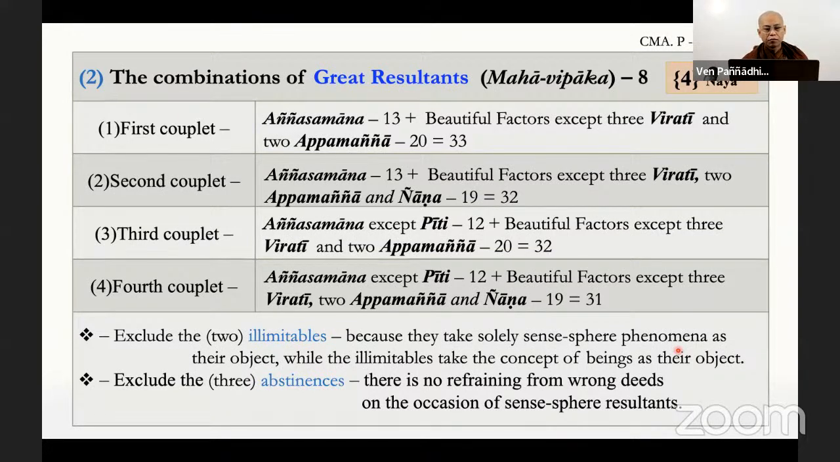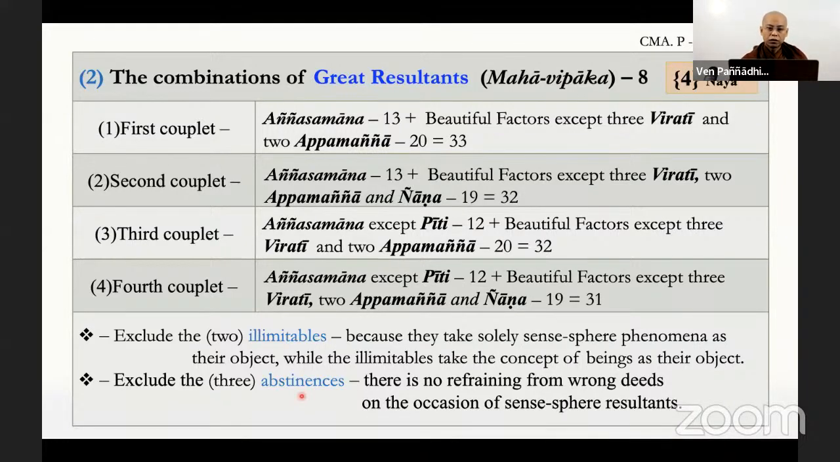Then the illimitables take the concept of beings, as we already said, as their object. So here the object can never be the same. That is why whenever Mahāvipāka, great resultant consciousness, arises, the illimitables become exceptions. Okay. And what about Virati? Why can Virati not associate even sometimes?